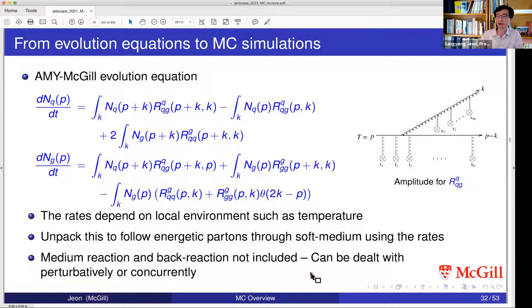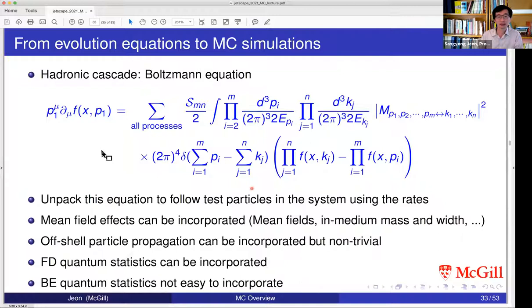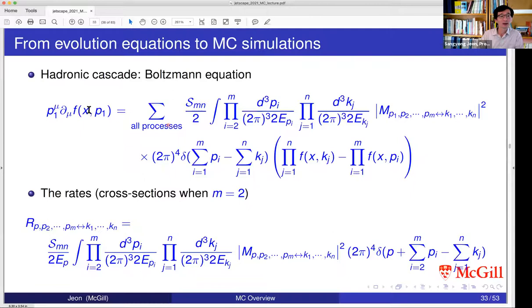Okay, another rate equation that we normally follow is the Boltzmann equation. So here's the textbook expression of the Boltzmann equation. The task is we need to unpack this and get the rates. And how do you do that? The first term here is energy times partial derivative with respect to t. So what I need to do is divide this by the energy of p1, and that's what that is. And then you get rid of all these factors, and that's your rate.